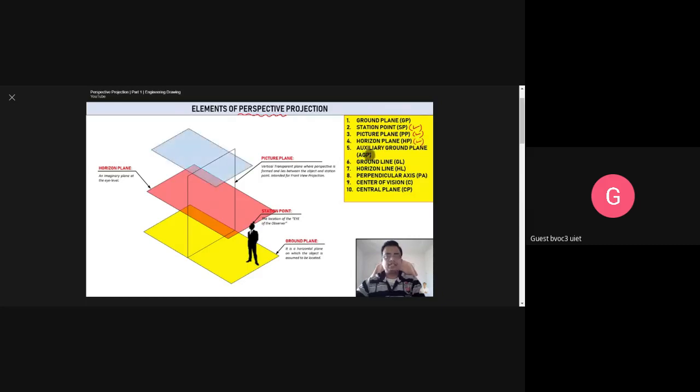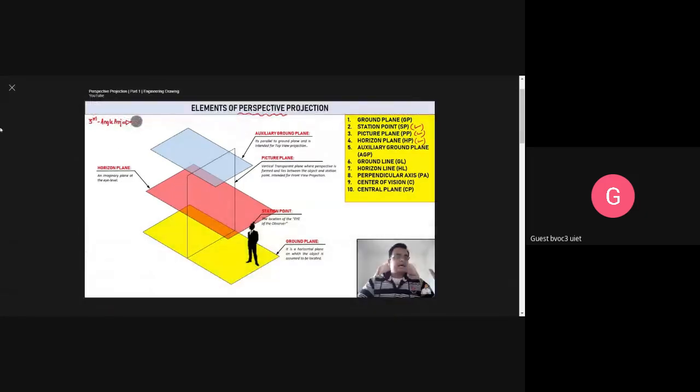This is the auxiliary ground plane. It is parallel to the ground and is intended for top view projection. So this is the plane where the top view is projected, you can see. And here always remember, guys, we are going to be using the third angle projection method. The concept of third angle projection method is going to be used, remember that. And here the top view is above and the front view is below. This is something that we'll be applying.